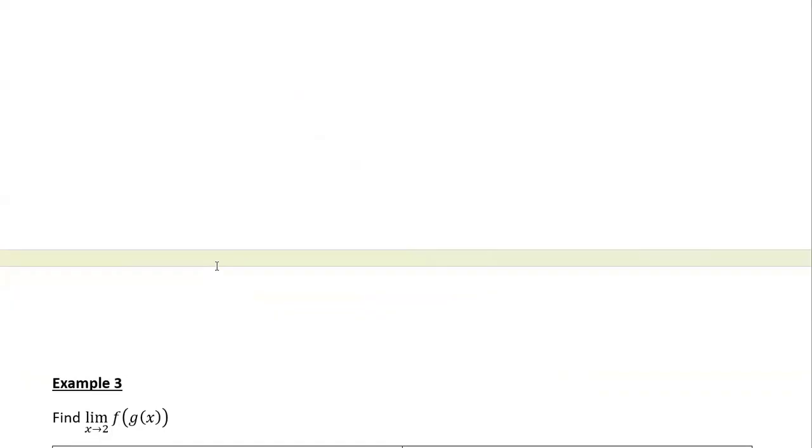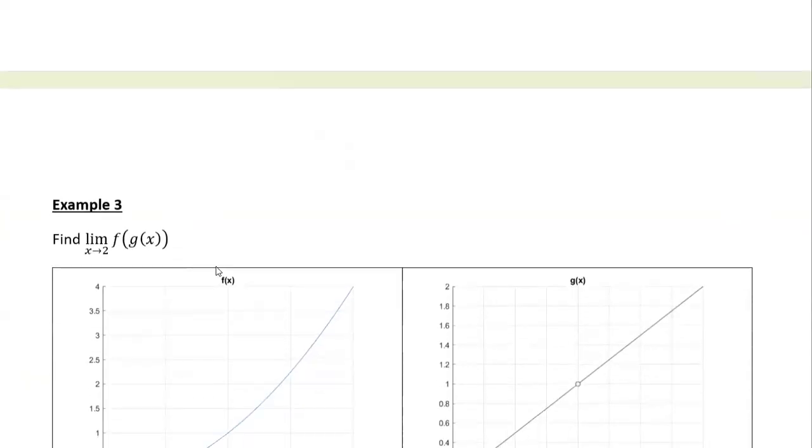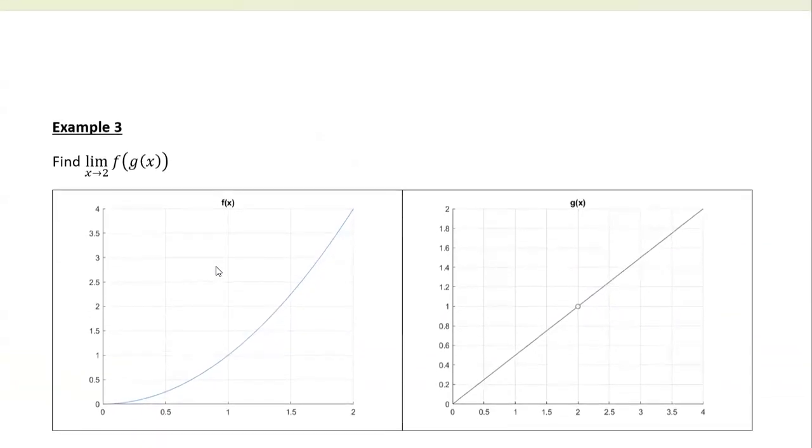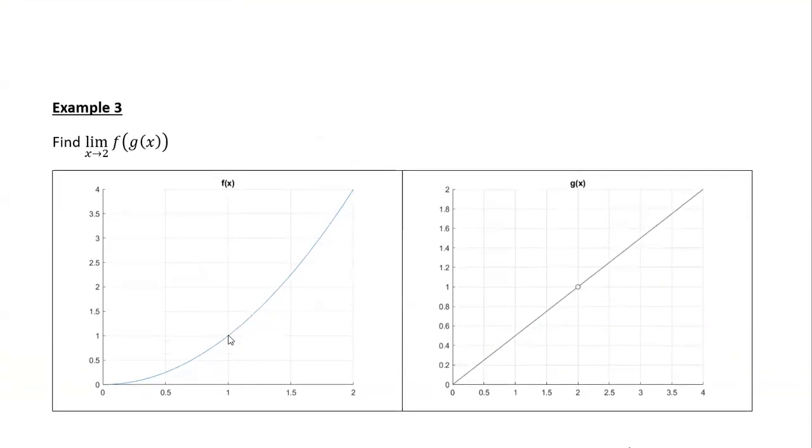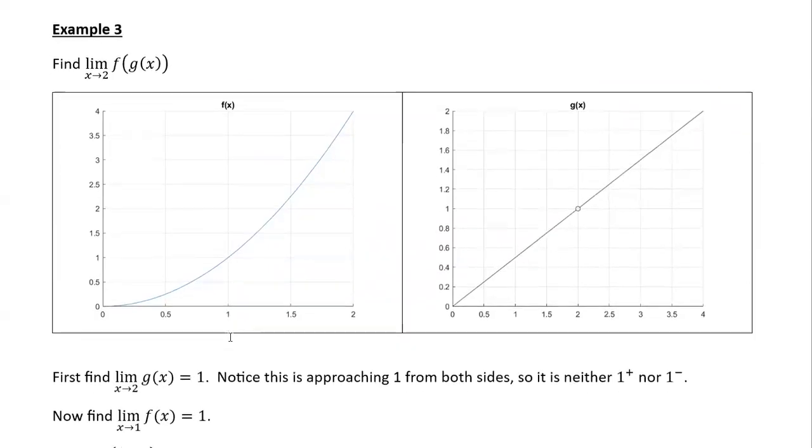I don't remember what my example 3 is. I'm pretty sure I did it like this. If we find the limit as x approaches 2 of f of g of x, as x approaches 2, for g of x we approach 1. Notice how we approach 1 from both sides. So it's not 1 plus, not 1 minus. It's neither of those, so it's just 1, no plus or minus in the superscript. So we're going to approach 1 from both sides for the outer function f of x as well. So that is 1, it looks like, right?